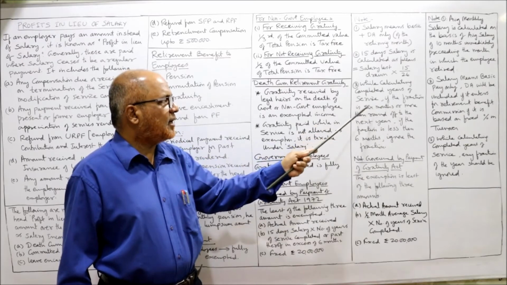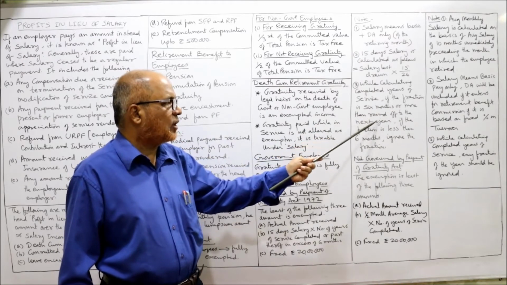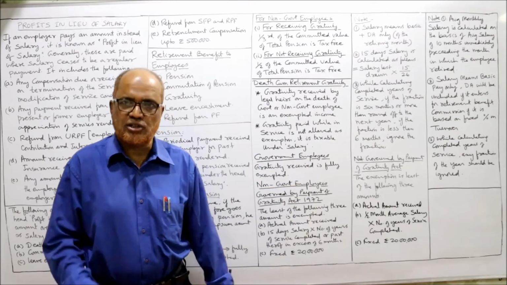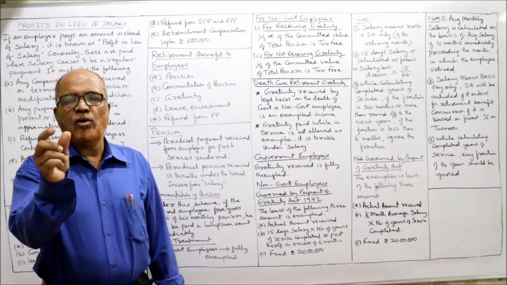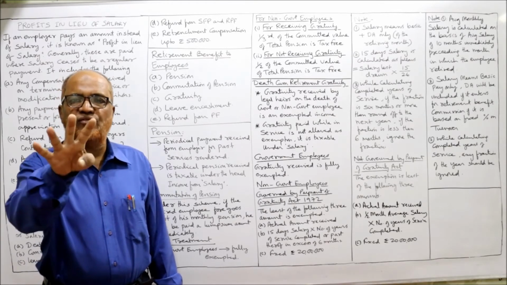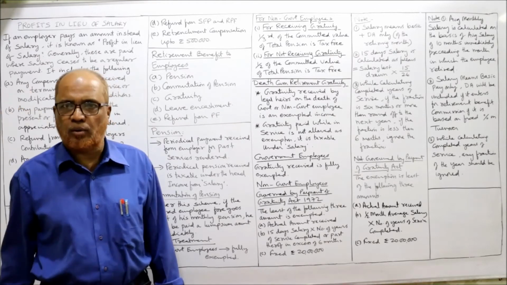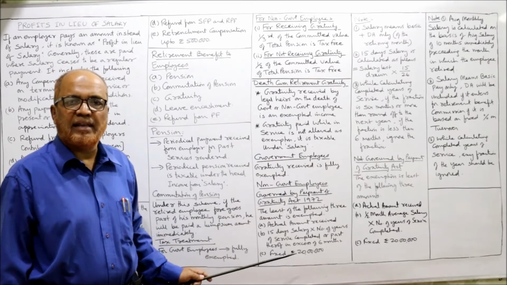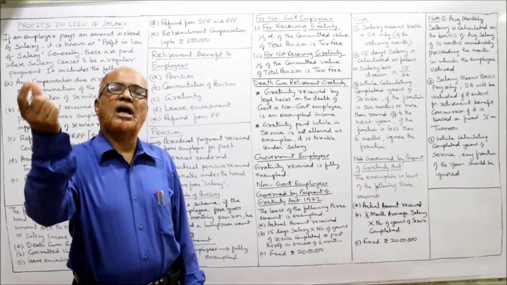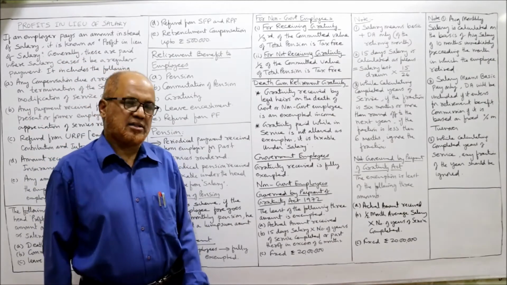While calculating completed years of service, if the fraction is 6 months or more, then round off to the next year. If the fraction is less than 6 months, ignore the fraction. Just now I told: 24 years, 8 months becomes 25 years. 24 years, 4 months, you ignore the 4 months. These are the points you have to remember while calculating the exempted limit for those non-government employees who are governed by the Payment of Gratuity Act.